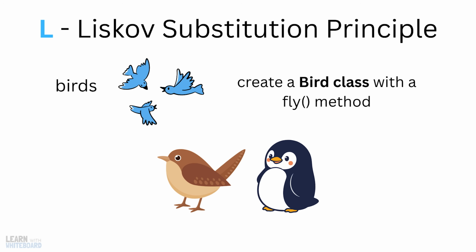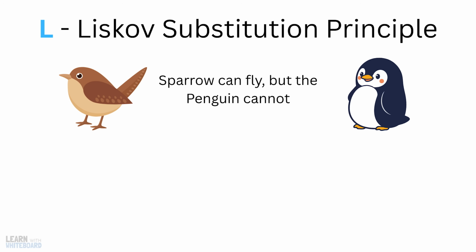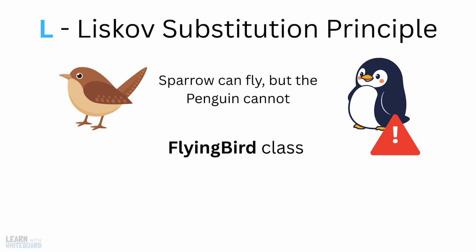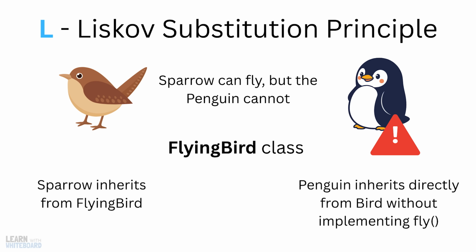The sparrow can fly, but the penguin cannot. If your application assumes every bird can fly, replacing bird with penguin will cause errors. This means penguin is not a proper substitute for bird in this design. A better approach is to create a general bird class and then create a separate flying bird class for birds that actually fly. Sparrow inherits from flying bird, while penguin inherits directly from bird without implementing fly. This way, every subclass behaves correctly, and the application remains reliable.